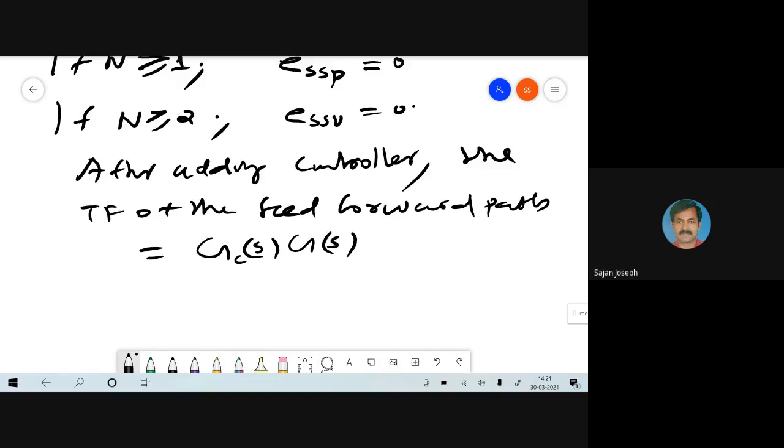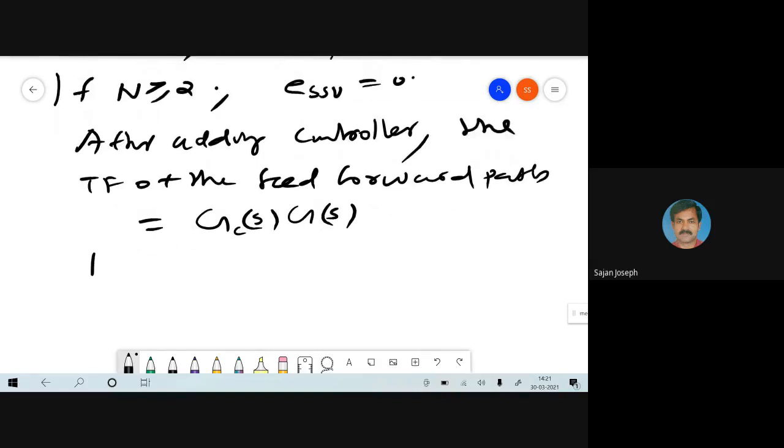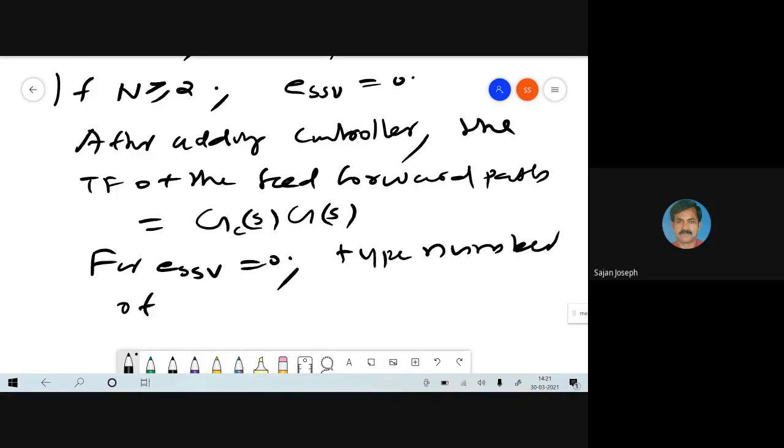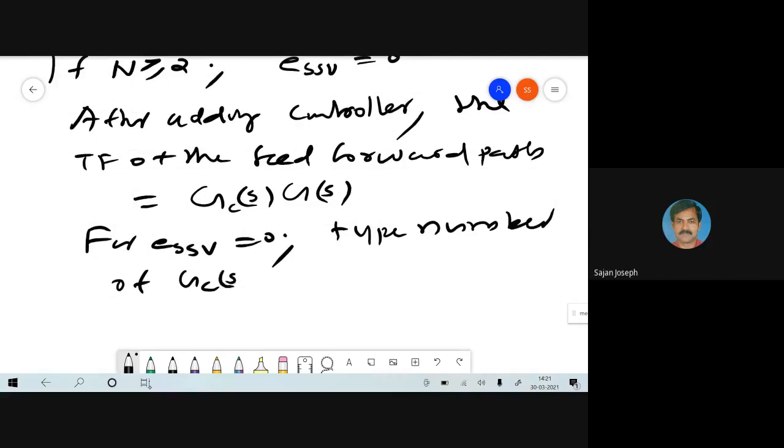And so in order for ESSV to be equal to 0, what should be the type number? The type number of the feed forward path, that is GC(s) into G(s), should be equal to 2.